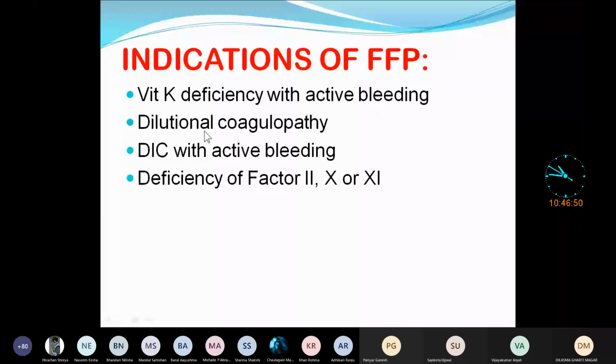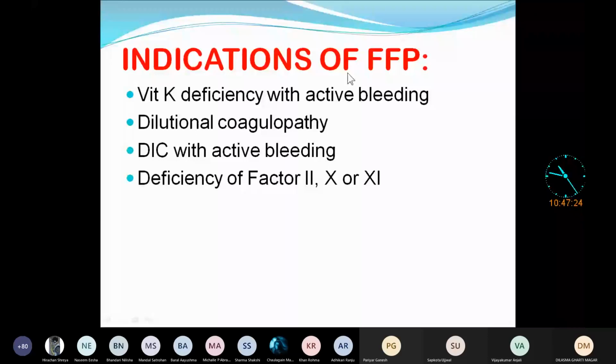So in case of dilutional coagulopathy, if more and more blood or more and more fluid is given to a person, then that fluid will go into the circulation, isn't it? So it will lead to the dilution of the blood, and finally it will lead to dilutional coagulopathy, understood here? So that time also we can give this fresh frozen plasma, understood here?